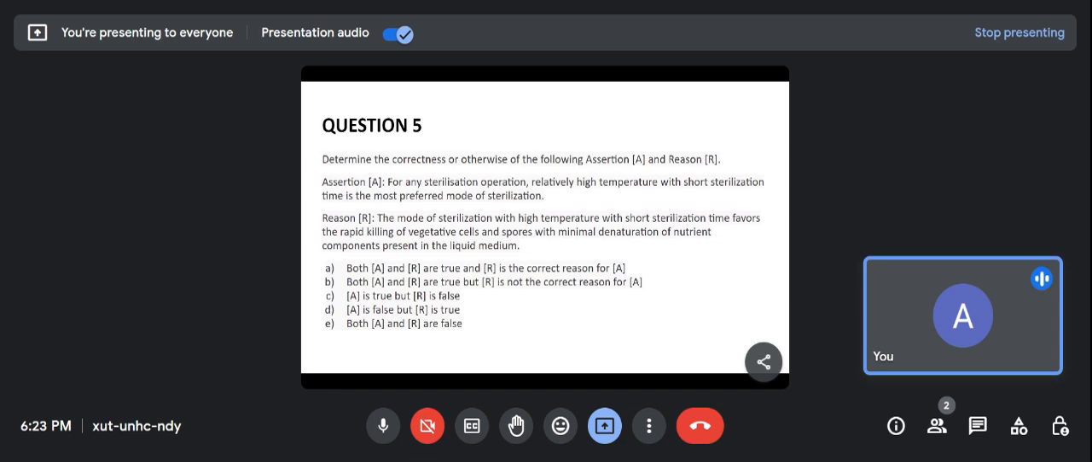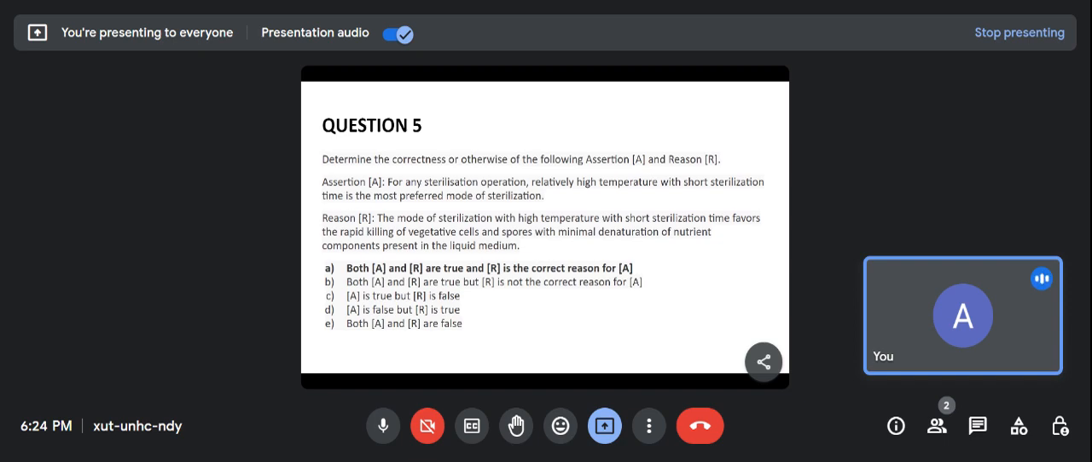So what is correct? Either both A and R are true, and R is the reason for A. A and R are true separately, but R is not the reason for A. A is true, R is false. A is false, R is true. Both A and R are false. So the correct answer in this case is option A. Both A and R are true, and R is the correct reason for the assertion A.